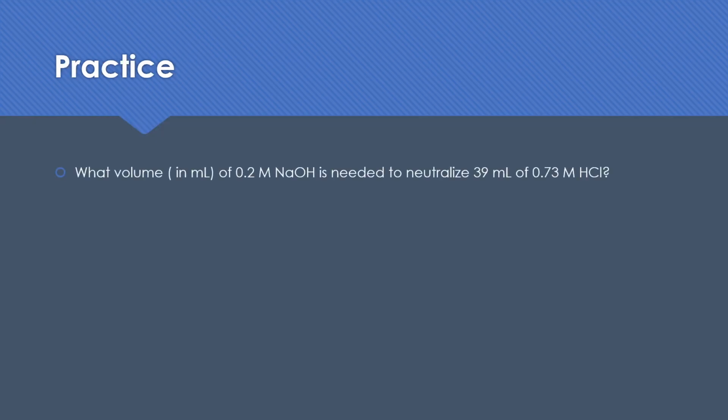All right, let's do some practice. What volume in milliliters of 0.2 molar sodium hydroxide is needed to neutralize 39 milliliters of 0.73 molar hydrochloric acid? Okay, so we'll start with 0.039 liters. Okay, and then 0.73 moles of HCl per 1 liter. Okay, liters cancels. Then we're going to multiply that by the ratio, which is 1 to 1.